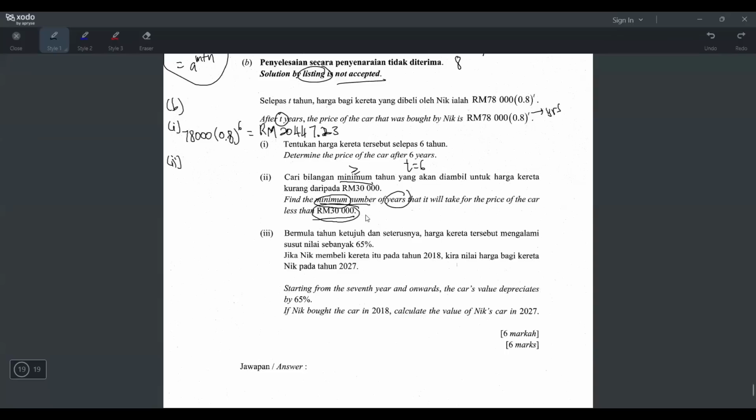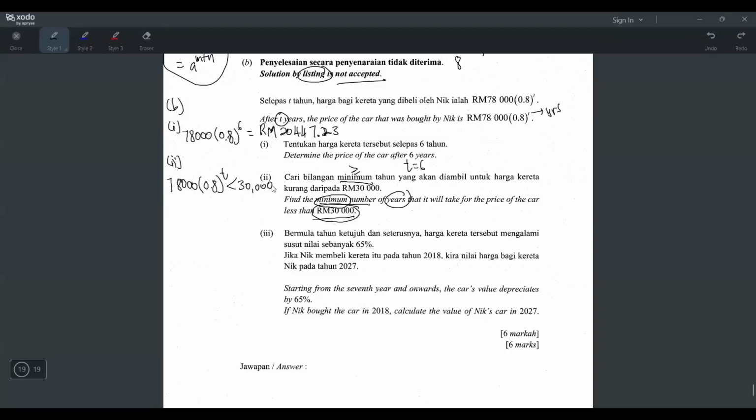So instead of ganti this into the T, you should take the whole thing less than this actually. So what I mean by that is you take 78,000, 0.8 power T. So this is the formula to find price of car, right? And now they want you to find T when the price of car is less than 30,000. So you take the whole thing less than 30,000 like that.